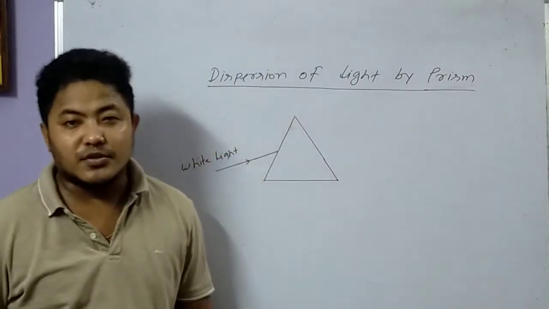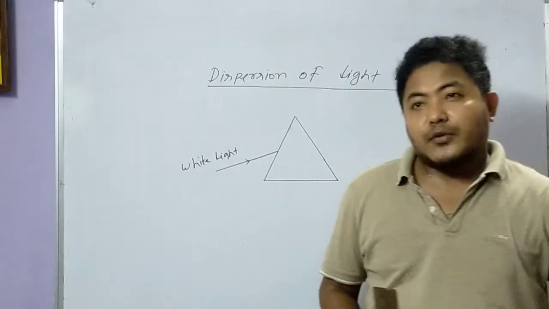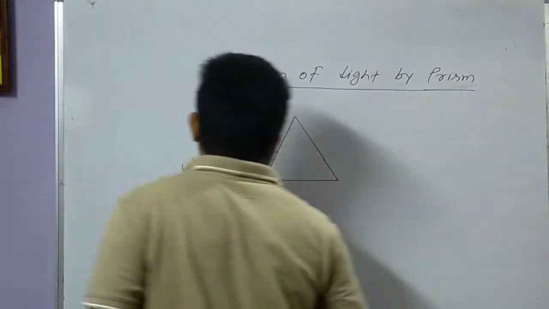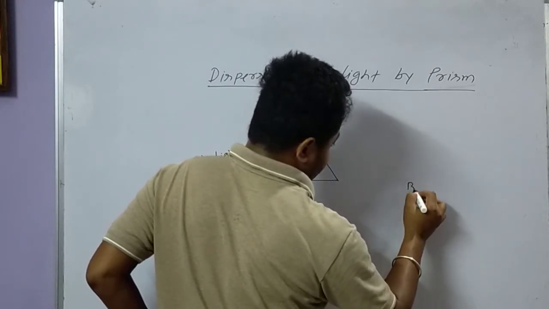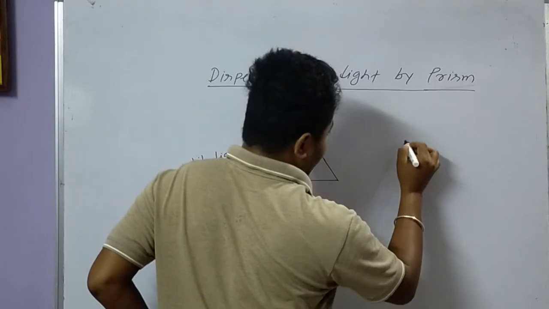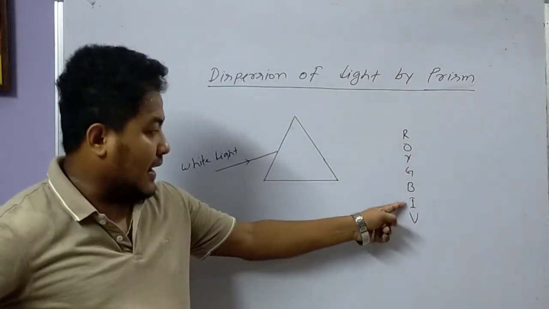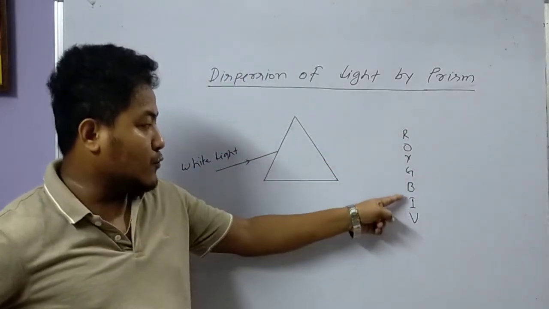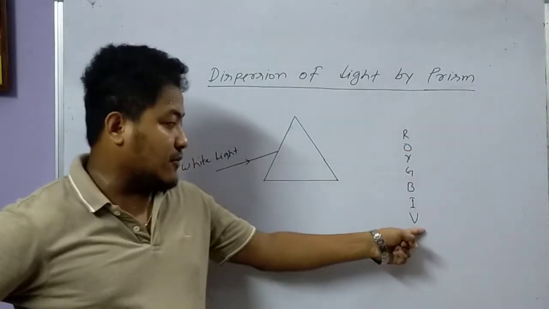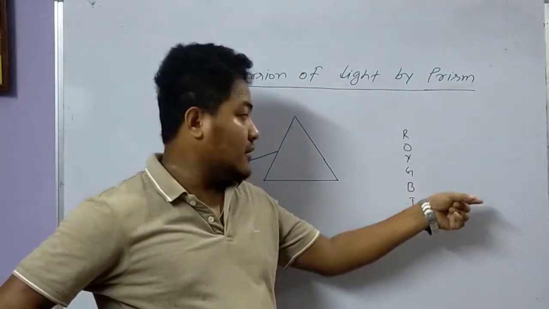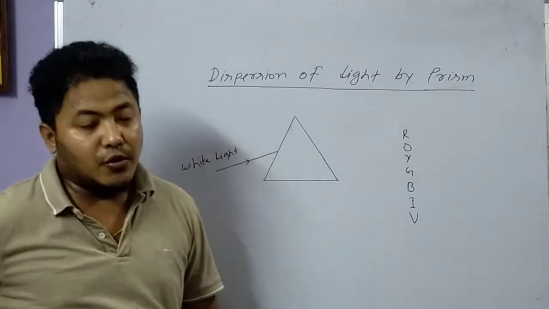Then what will happen, as I told you just now, is that this white light will be split into its 7 colors. And what are those 7 colors? If I write, it will be like that: PIBGYOR. See, I have written from the bottom of it. PIBGYOR 1, 2, 3, 4, 5, 6, 7. That means white color consists of those 7 colors. P for violet, I for indigo, B for blue, G for green, Y for yellow, O for orange, and R for red.